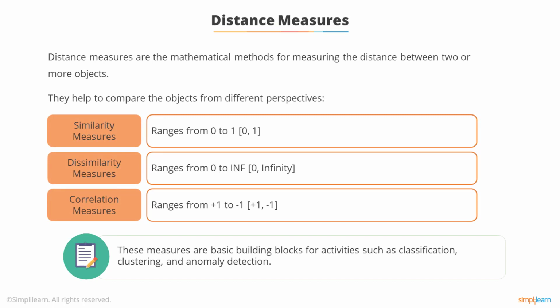When we look at distance measures, they are the mathematical methods for measuring the distance between two or more objects, and they help compare the objects from different perspectives. So we might look at similarity measures, which would range from 0 to 1. We might look at dissimilarity measures, which could range from 0 to infinity. And then we have our correlation measures, as we discussed, that can range from 1 to -1. These measures are the basic building blocks for activities such as classification, clustering, and anomaly detection.